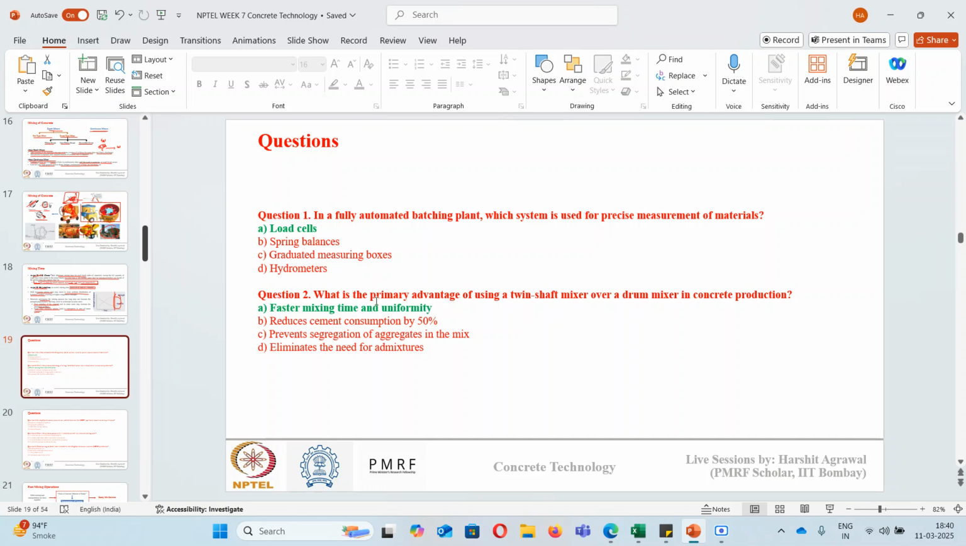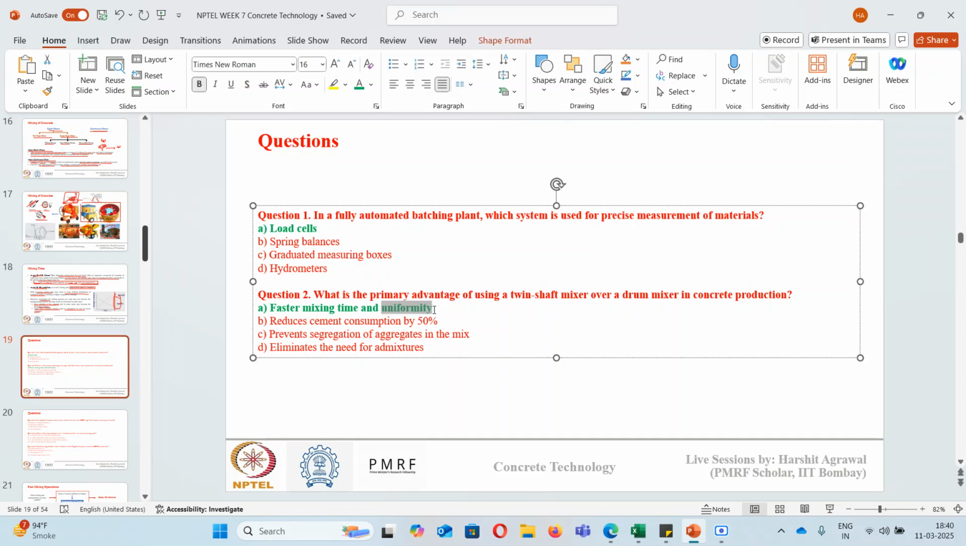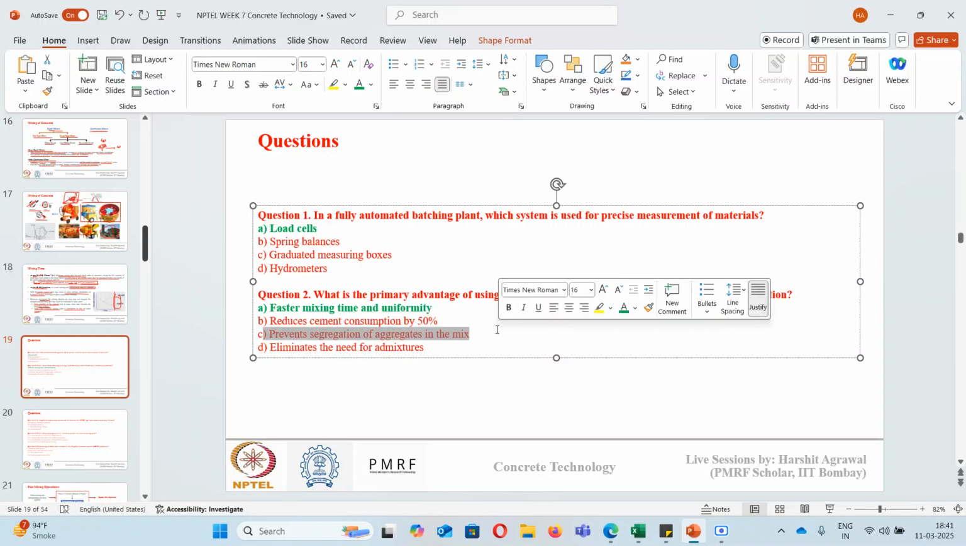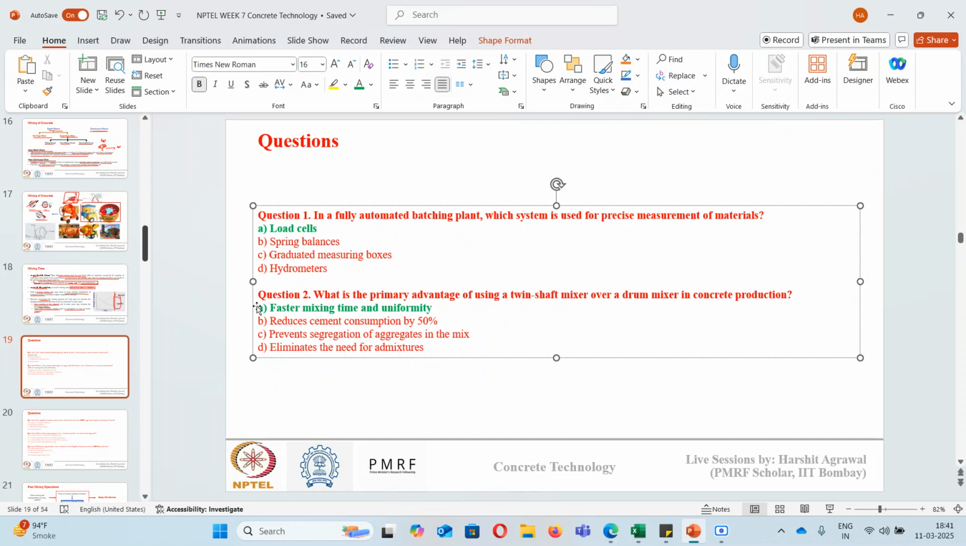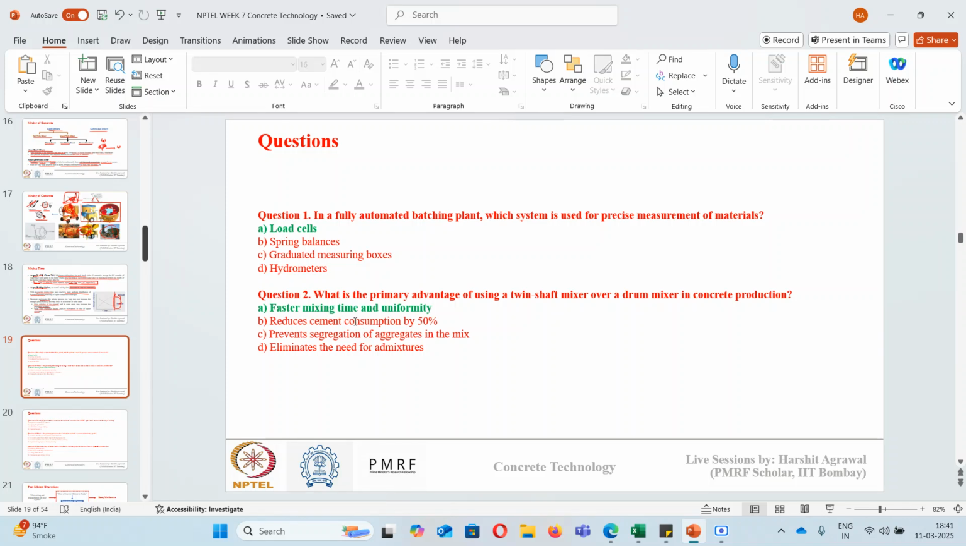Since they are giving me uniformity, they can prevent any type of segregation also. So this can also be a correct answer, because when we are talking about uniformity, we are saying prevention of segregation only. But it also gives us this added benefit of faster mixing time, because my mix is happening more efficiently. So mixing time can be reduced compared to what is there in a drum type mixer.